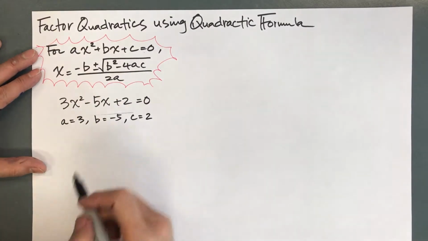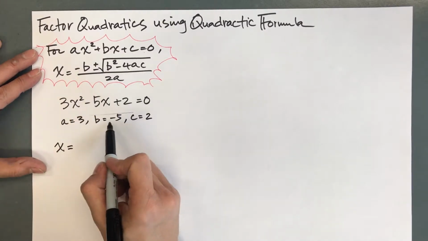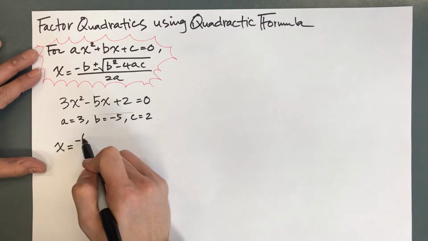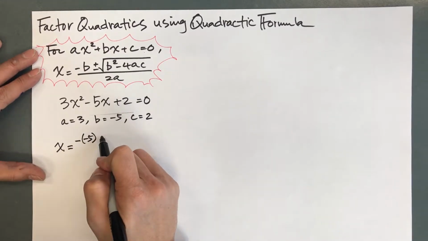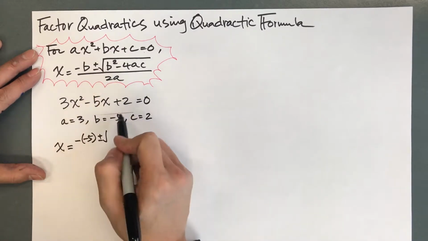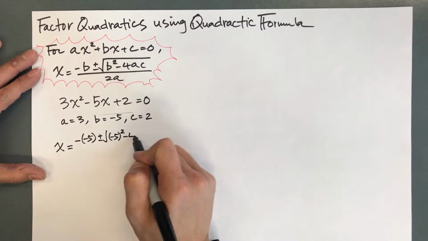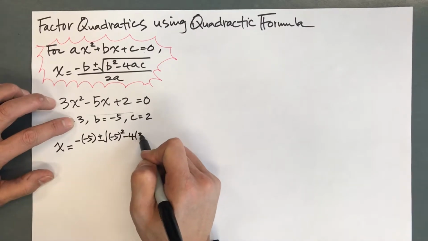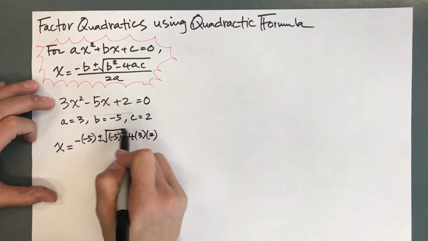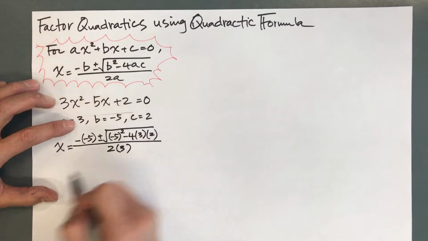Now let's plug it in. That's the second step. So we get x is equal to negative b, right? Watch out. This says negative 5, right? Use parentheses so that you don't get tricked. Square root of b squared, which is negative 5, so negative 5 squared, minus 4 times a, which is 3, times c, which is 2 in this case, all over 2 times a, which is 3.